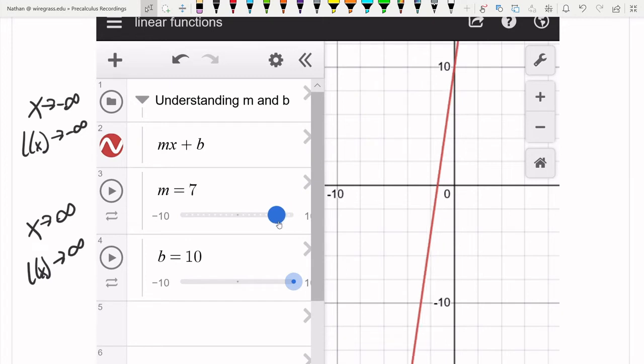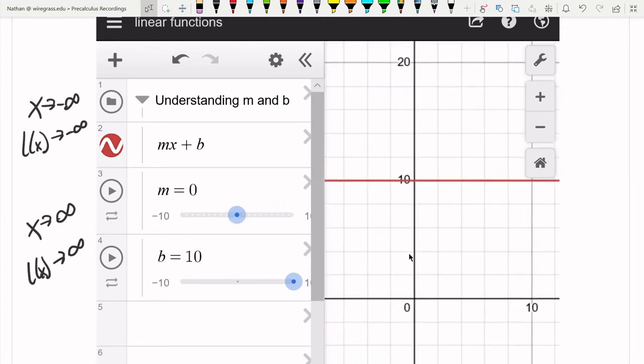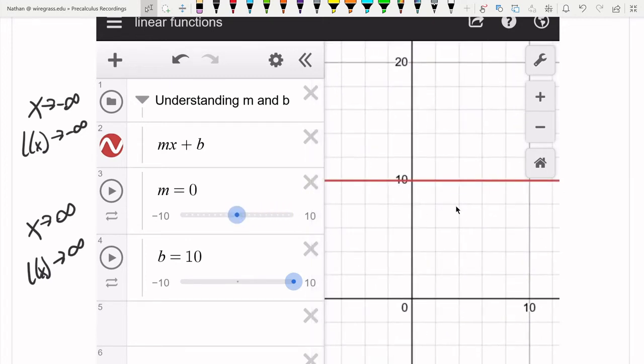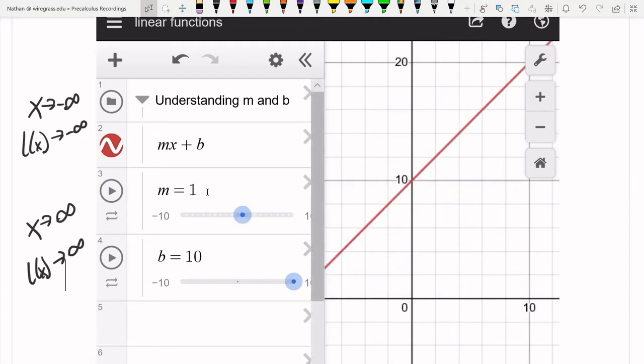In the other direction, if I hit 0, you can see, well, now we flatline. We do not go to positive or negative infinity.